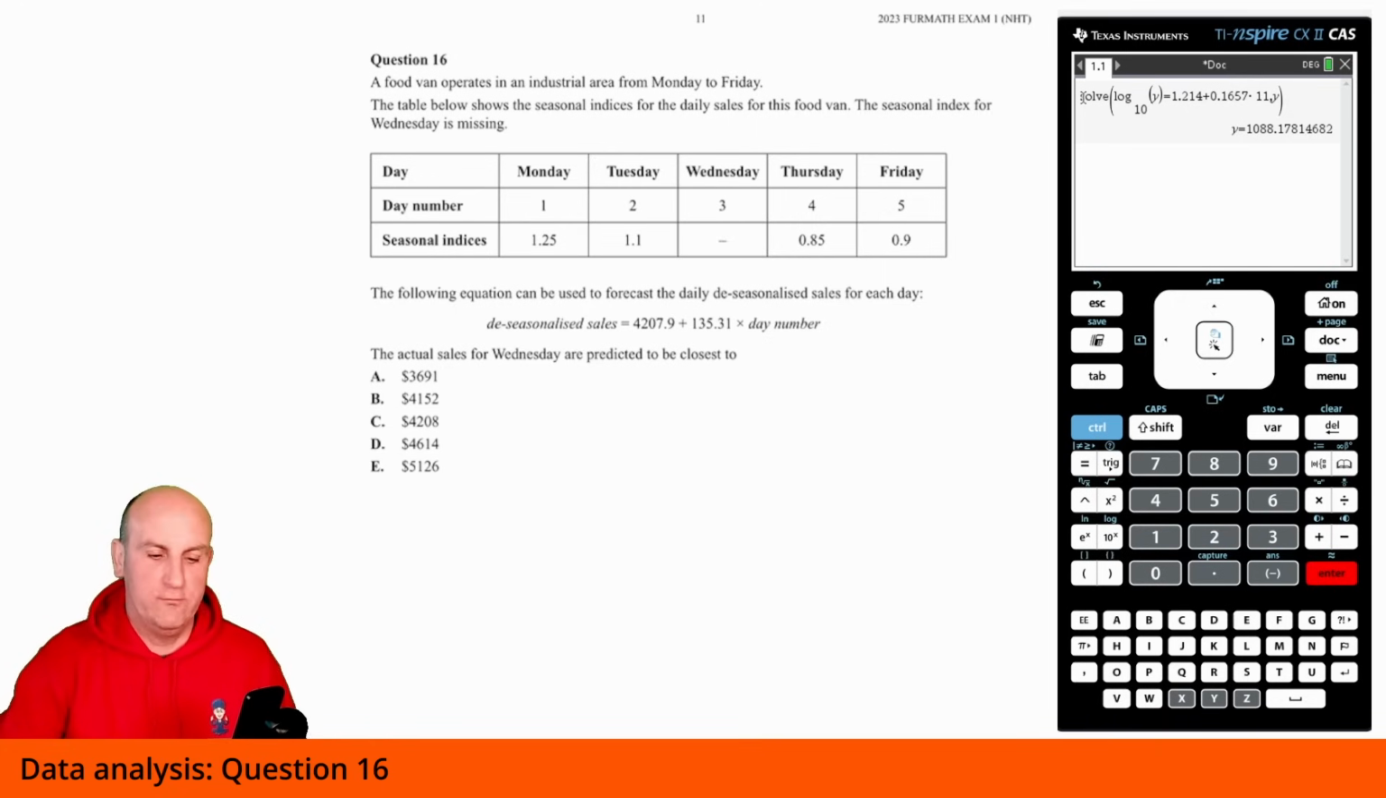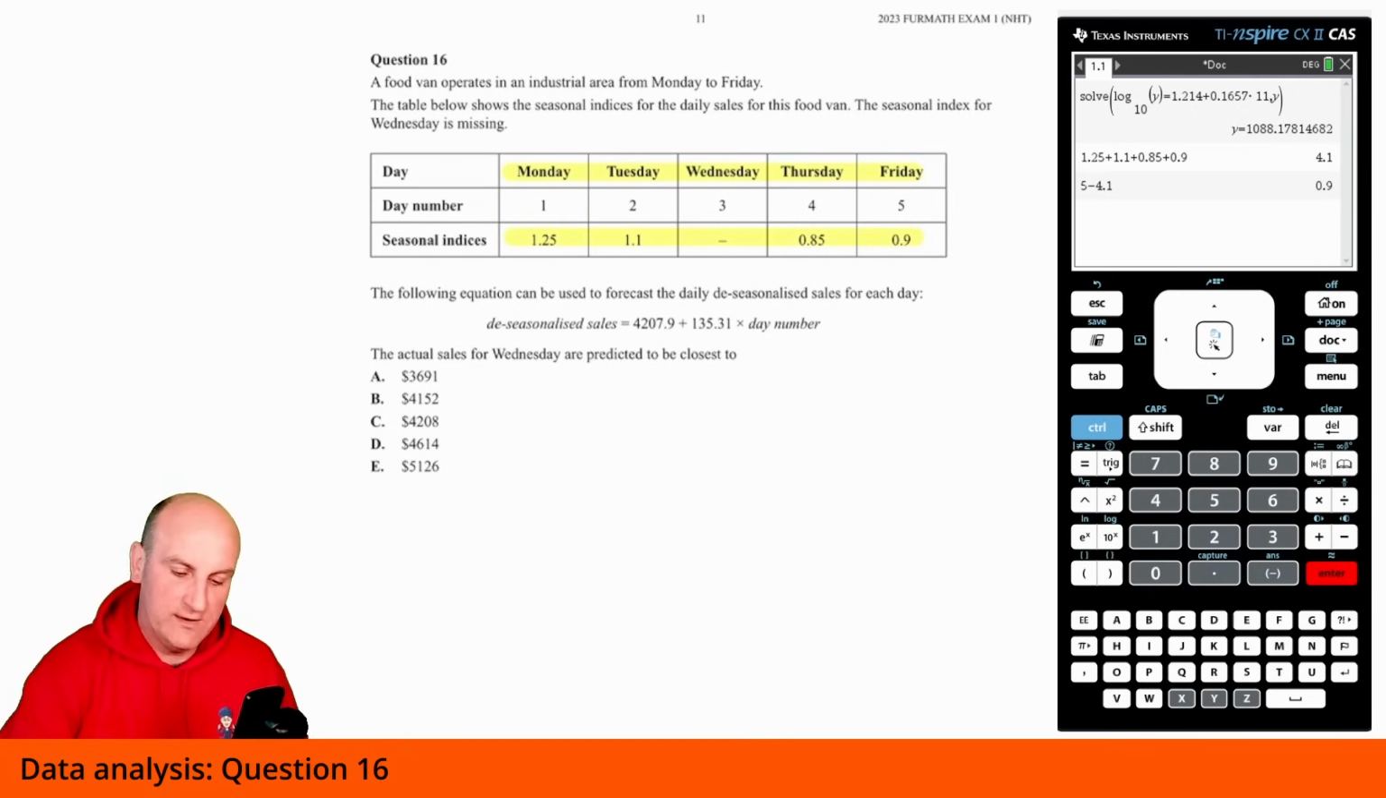Right, first thing we've got to realize is we know that all of these values here have to add to the number of day columns that I have. So they've got to add to the number of columns I've got. So I'm going to do 1.25, add that to 1.1, add to 0.8, 0.85, and I'm going to add that to 0.9, and that's going to give me 4.1. I've got five columns, minus my 4.1 gives me 0.9. So that value there has got to be 0.9. Ka-ching.